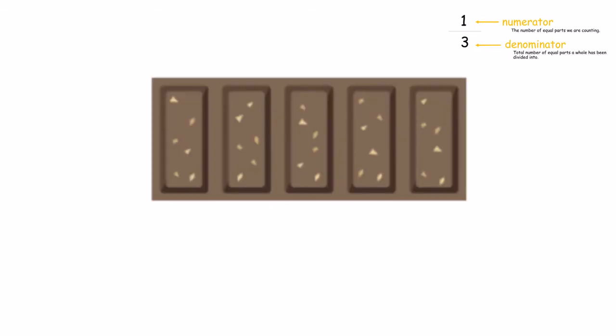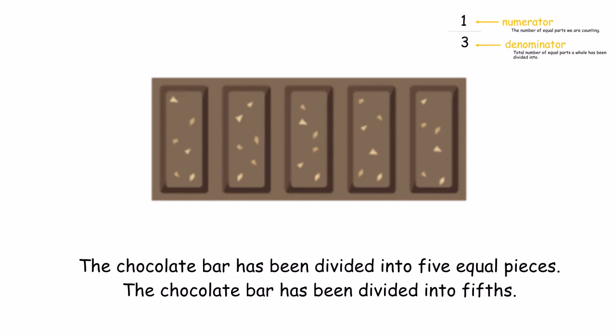On the screen, I have got another delicious chocolate bar. Do you notice anything about the chocolate bar? I can see the chocolate bar has been divided into 5 equal pieces. We might say the chocolate bar has been divided into fifths. Can you say that with me? The chocolate bar has been divided into fifths.